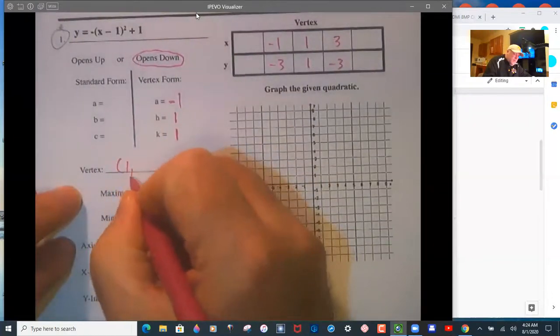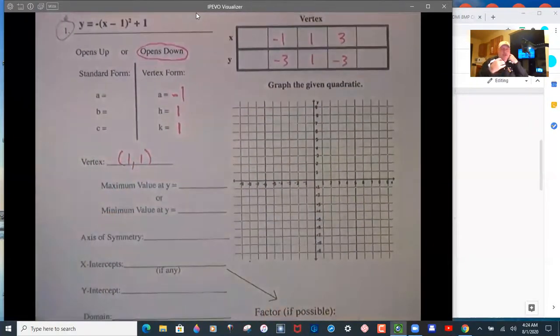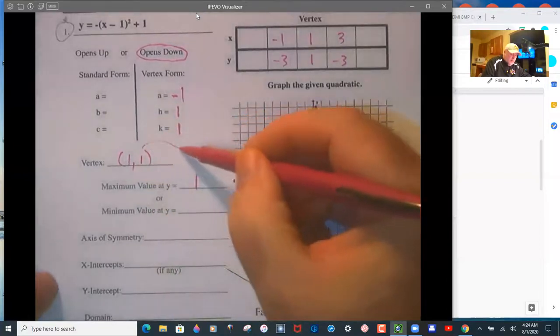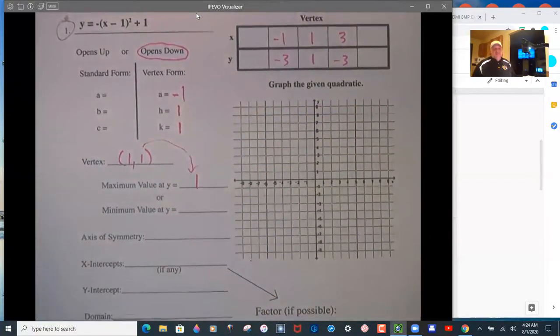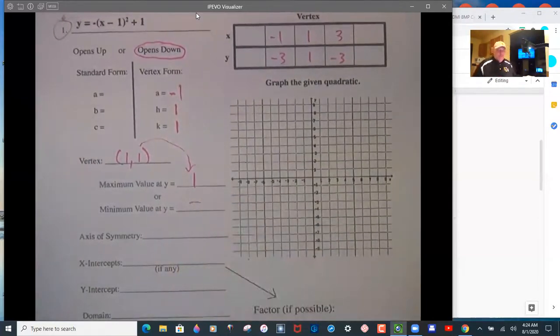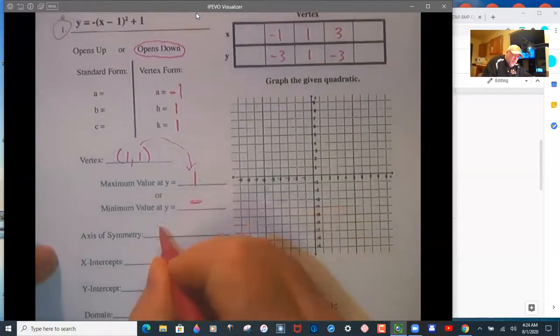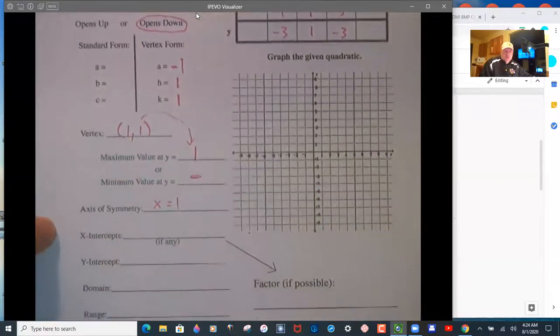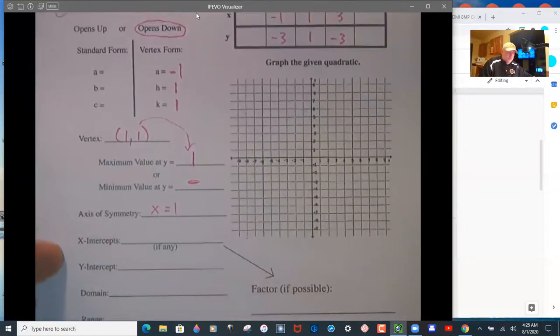So vertex is 1, 1. And again, that's the absolute peak or valley point on the graph. And so since this is opening down, it's a peak point, meaning we're going to have a maximum at y equals 1. So that's this guy right here is the y value that goes, and then this is not passable then. Axis of symmetry, x equals 1, so it's the x value of the vertex.